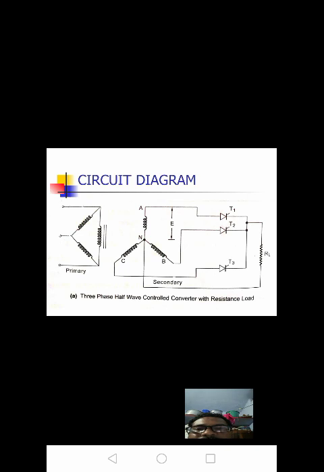Here we are observing the circuit diagram of the three phase half wave converter. Primary is delta or star, whatever it is, but secondary must be star connected. Why? Because we are connecting the load. The delta connection is a closed path, we cannot connect the load, that's why the secondary must be star connected. Here we are connecting the load RL. Load RL should be connected to the neutral point of the star connected winding.